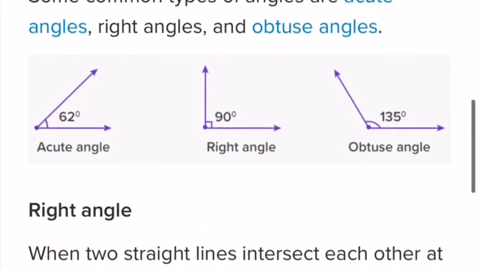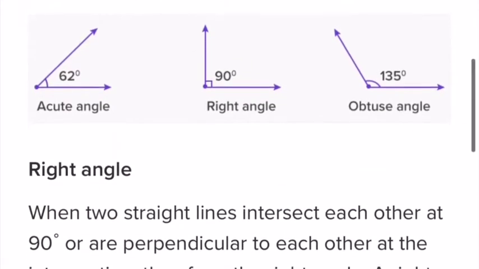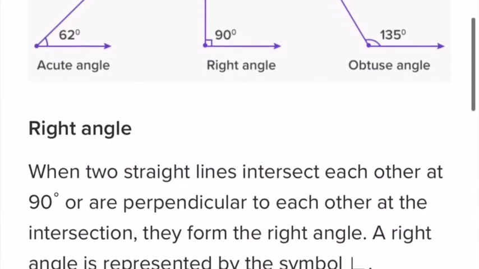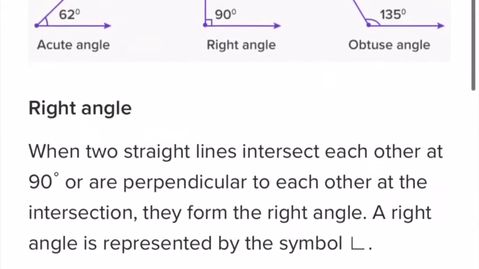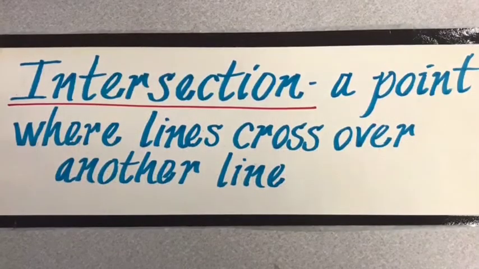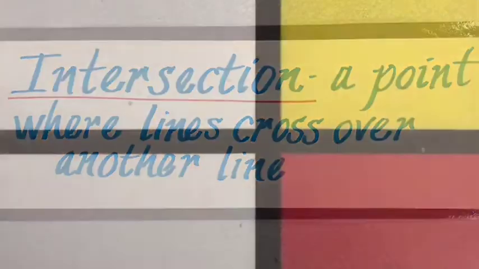There's all different types of angles. The narrower one is acute. The right angle is kind of straight up, vertical, and horizontal line. Obtuse has a larger opening. So we're just remembering he uses straight lines that intersect, where lines cross over each other. We've talked about that before. This is an intersection right here.